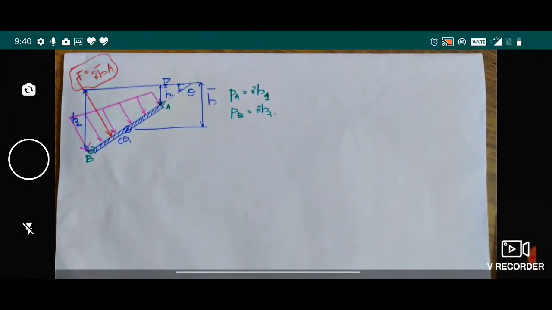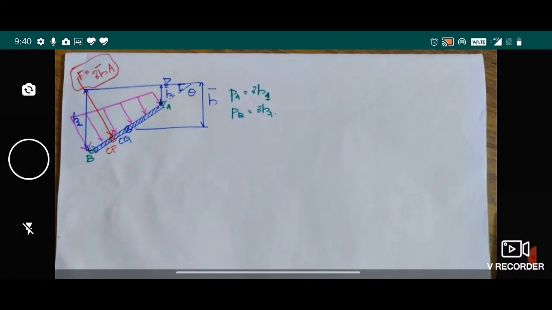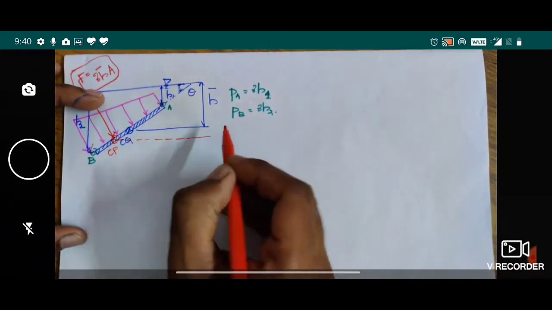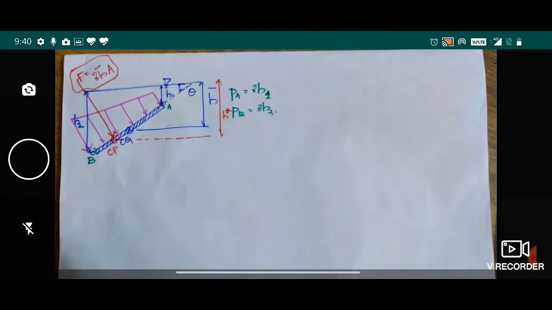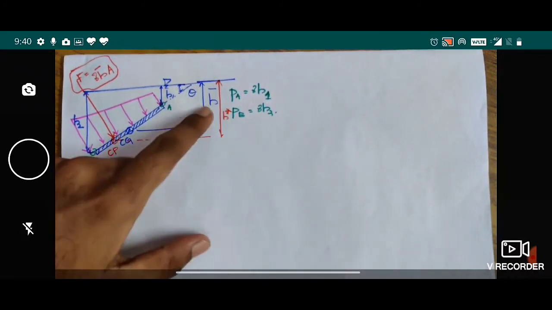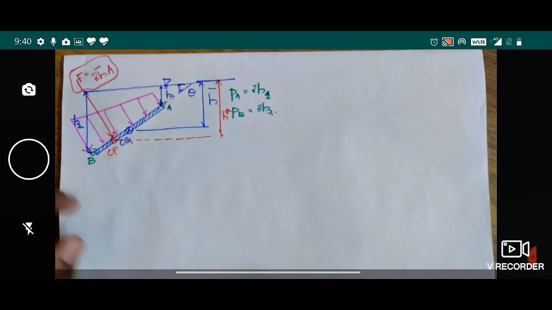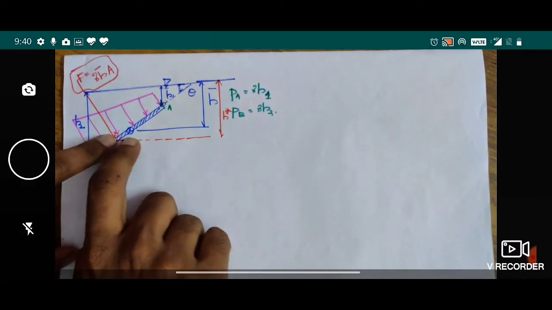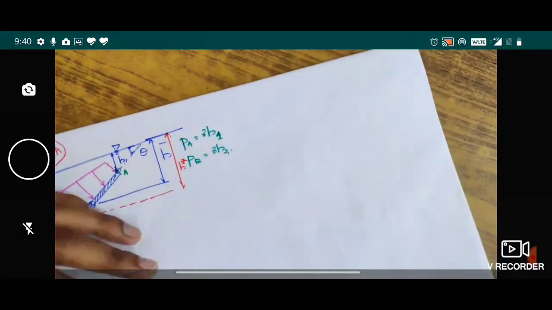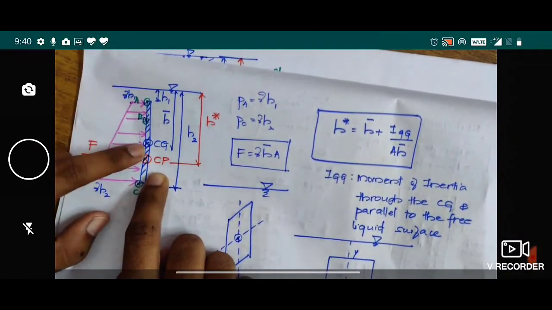That's the general equation. This will be acting at a point called the center of pressure. That center of pressure will be at a depth called h star from the free liquid surface. If you check h bar and h star, always remember your h star will be more than h bar. It means that your center of pressure will be below the center of gravity. That's a concept that you have to understand. Earlier also you have seen it. The center of pressure is below the center of gravity.